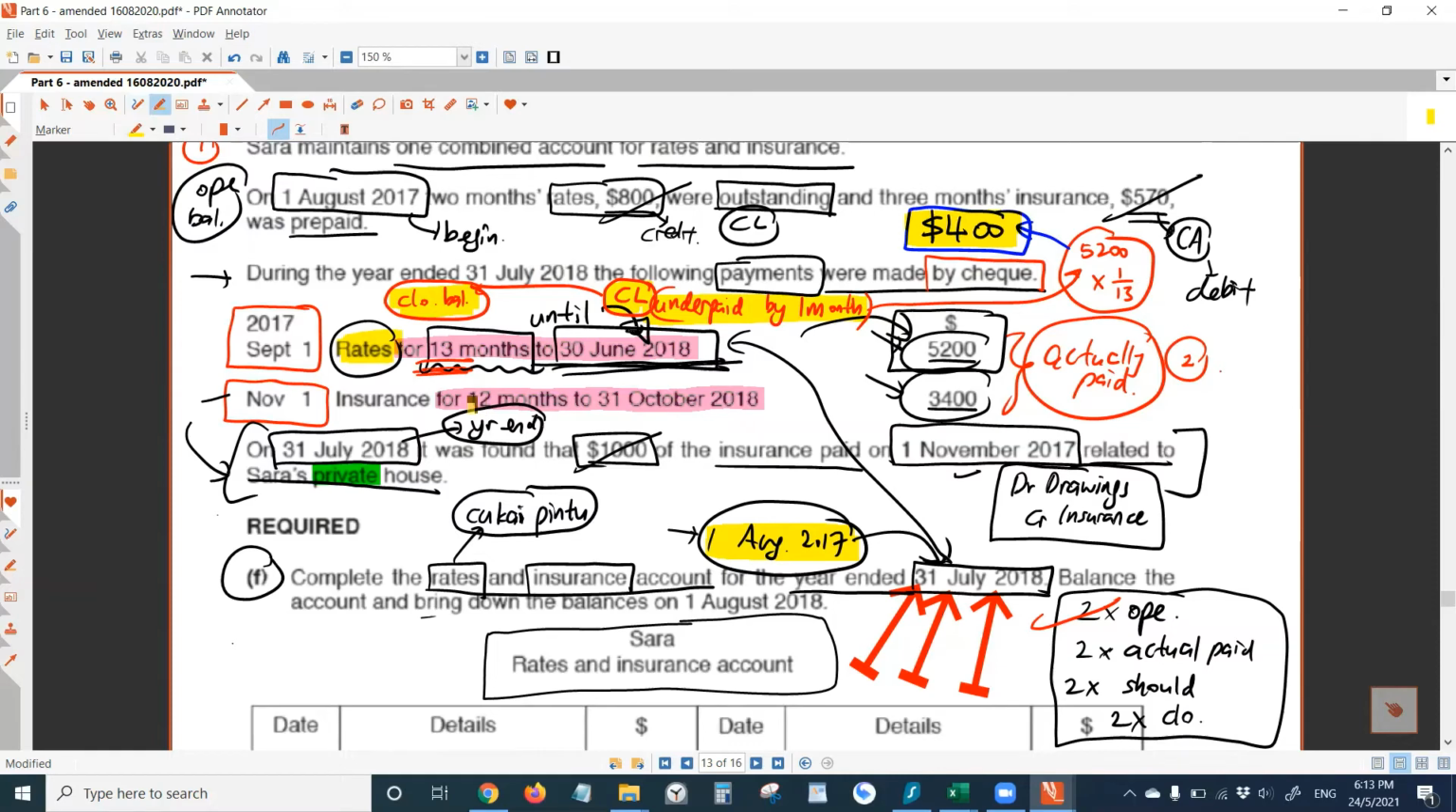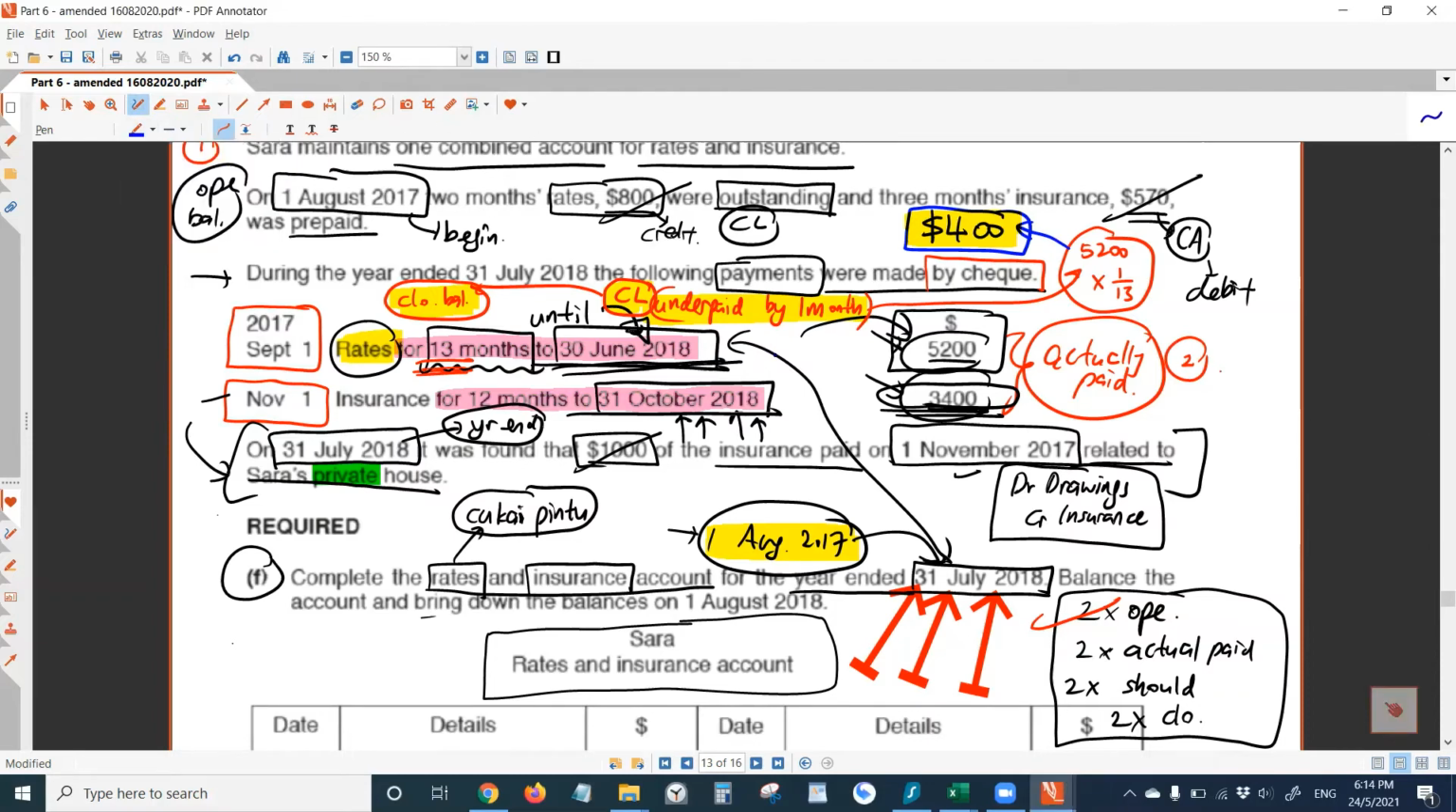Now for insurance, it says that the $3,400 paid is for insurance until 30th October 2018. So we are Sarah, have we overpaid or underpaid? We have paid for the insurance until 30th October 2018. You tell me overpaid or underpaid, then you tell me by how many months. Okay, good, correct, Yuanyue. Then you tell me how many months. Good, Justin, correct. Yes, 3 months. So Yuanyue should be 3 months.